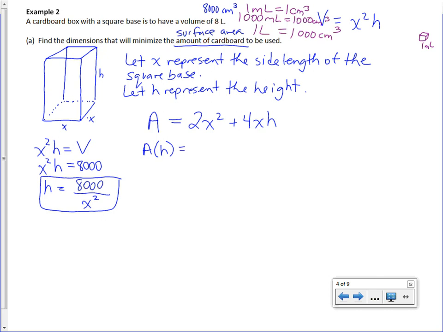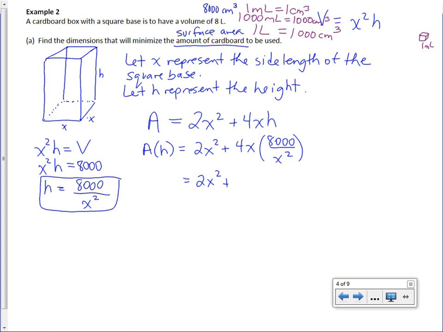Okay, like makes you happy? Okay. So 2x squared plus 4x open bracket 8,000 over x squared. So I don't want to take the derivative yet. Can I clean up the second part of this expression here? 2x squared, and then I have 4x times 8,000 over x squared.